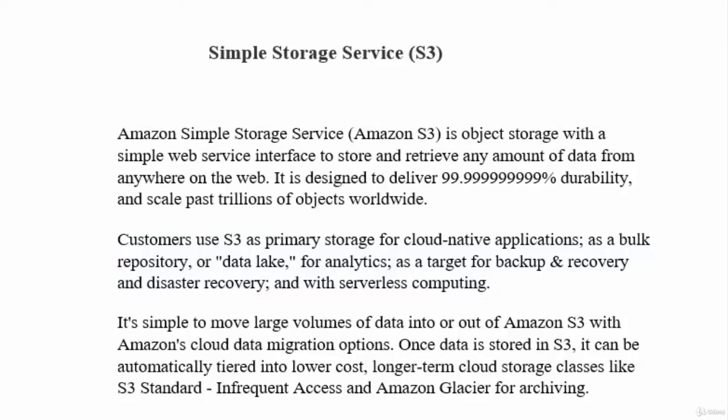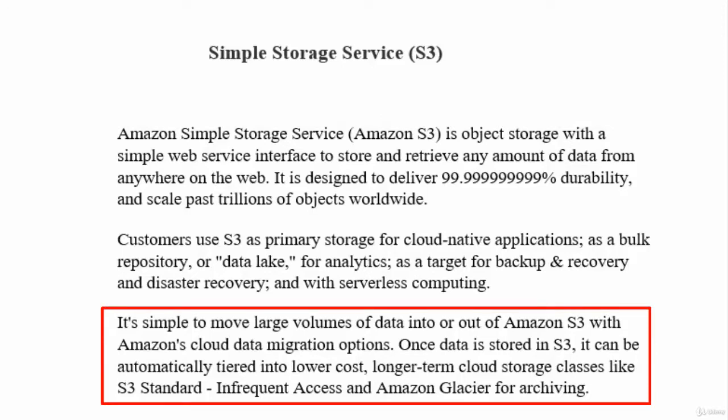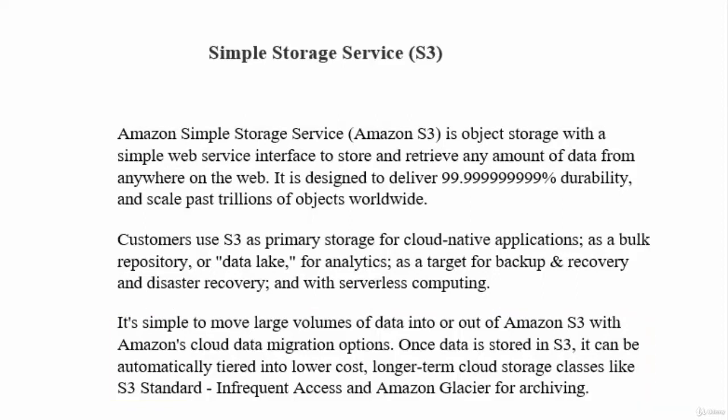Amazon Simple Storage Service is object storage with a simple web service interface to store and retrieve data. It's simple to move large volumes of data into or out of Amazon S3 with Amazon's cloud data migration options. Once data is stored in S3, it can be automatically tiered into lower cost, longer term cloud storage classes like S3 Standard Infrequent Access and Amazon Glacier for archiving.